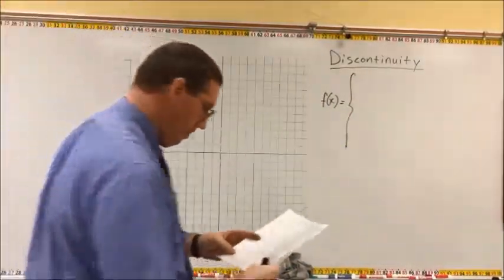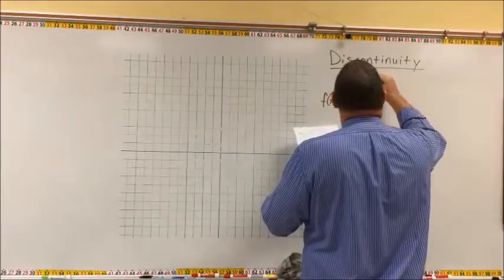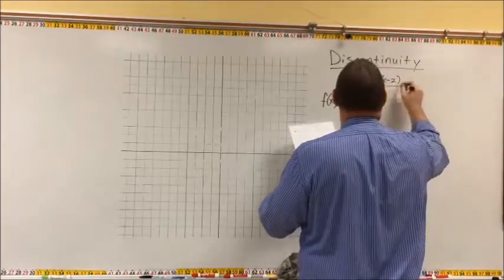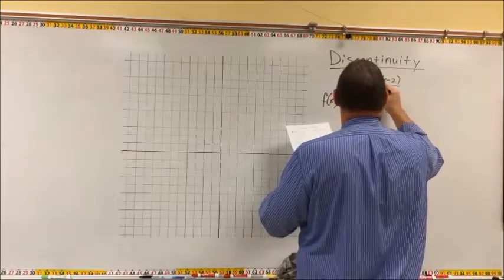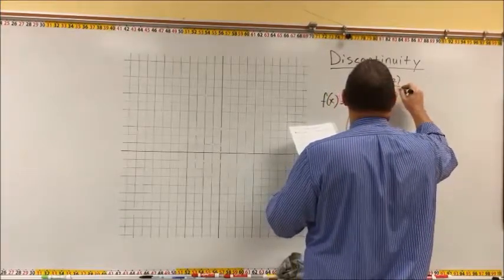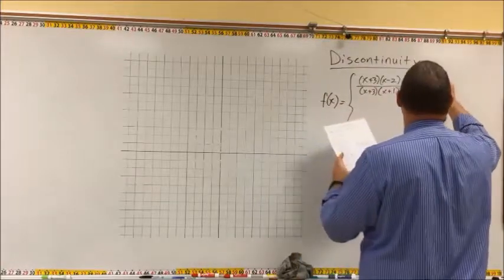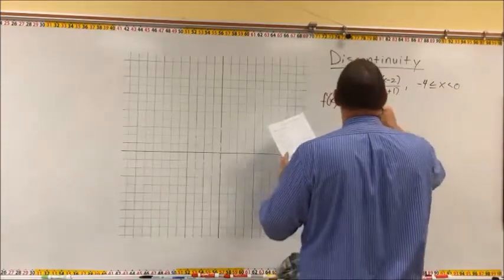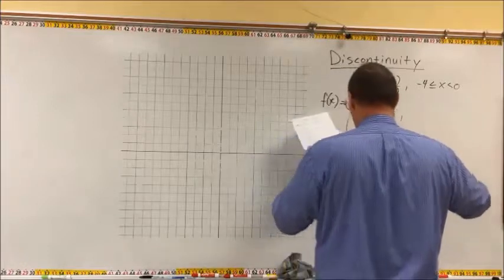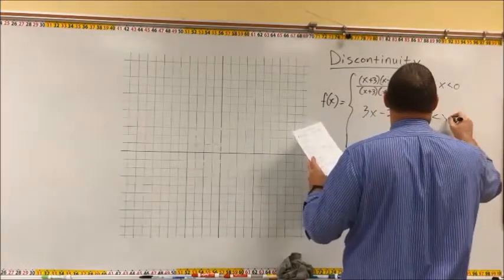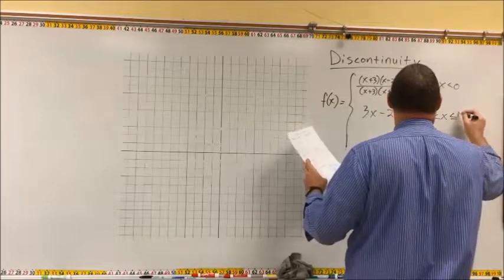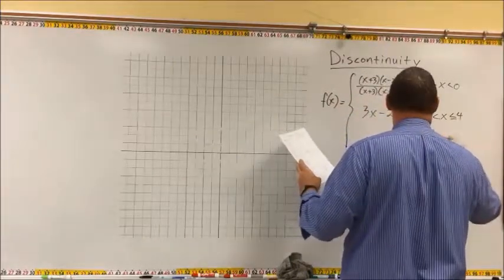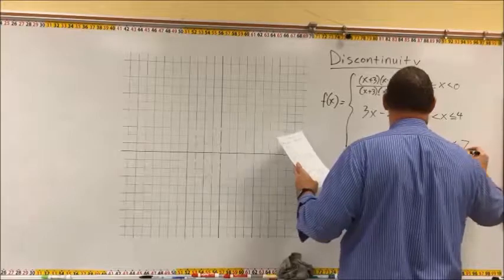Write this example down. It's x plus 3 times x minus 2 over x plus 3 times x plus 1, when x runs from -4 up to 0. Okay? Next piece, 3x minus 2 when x runs from 0 up to 4, positive 4. All right, last piece, x plus 1 when x runs from 4 up to 7.